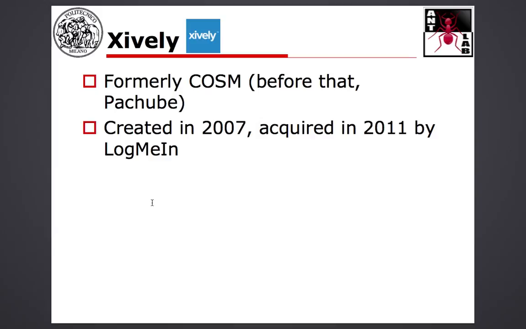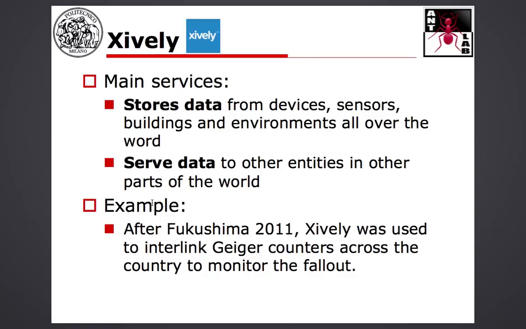What are the main services? Well, I'm sort of repeating myself, but the main services are storing data, okay? So from devices, sensors, and in general, environments, okay? And once the data are stored on the system, you can share data with other users of the system. So you can serve this data to other entities in other parts of the world, basically.